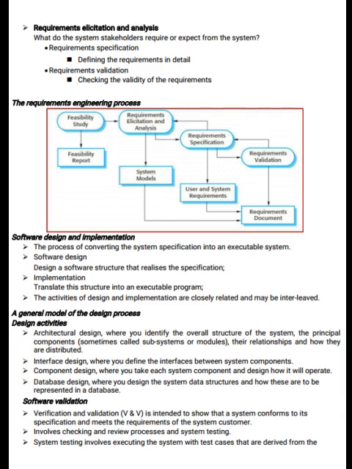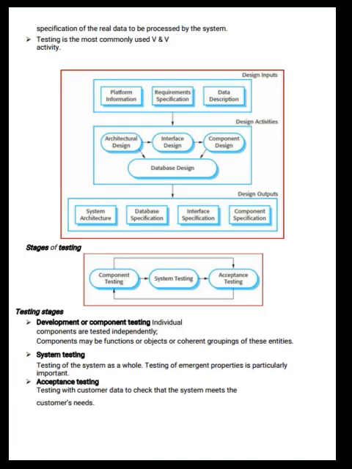Software validation. Verification and validation is intended to show that a system conforms to its specification and meets the requirements of the system customer. It involves checking and review processes and system testing. System testing involves executing the system with test cases that are derived from the specification of real data to be processed by the system. Testing is the most commonly used V&V activity.